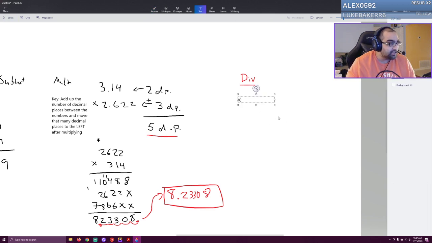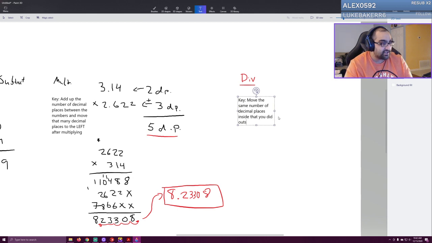So the key here for division is coming down to one thing. The key is to move the same number of decimal places inside that you did outside, to make the outside number a whole number.